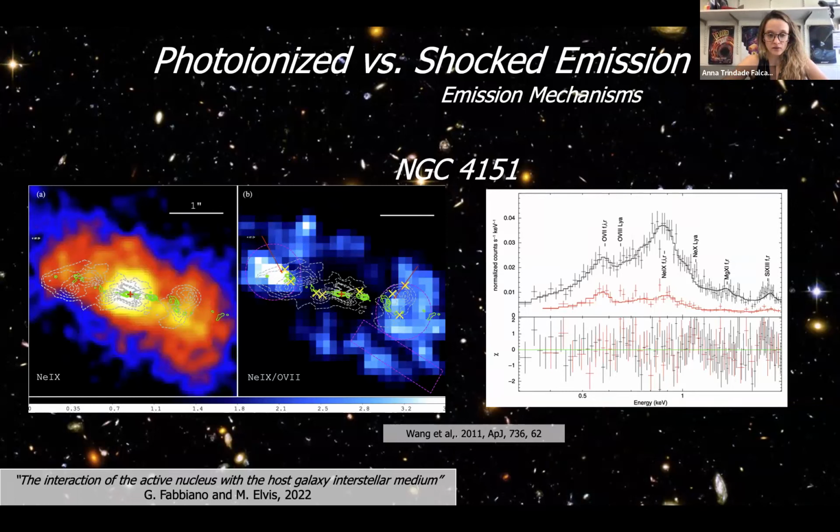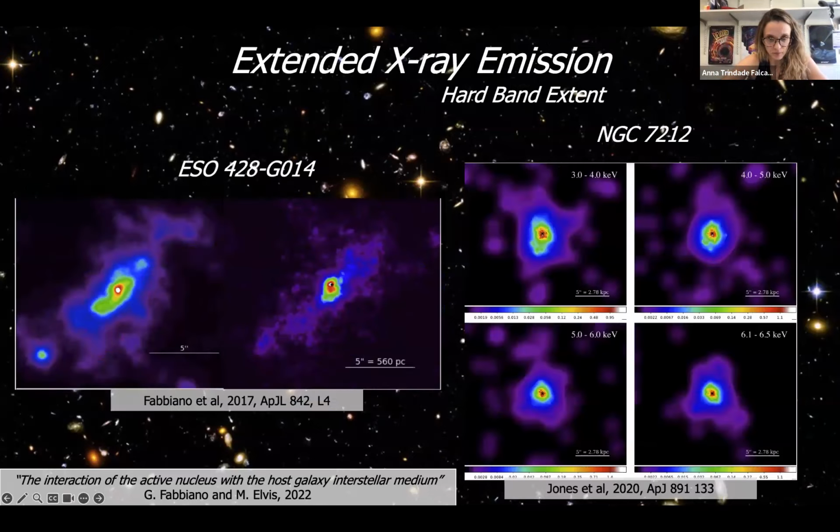I'll go back to that in a little bit, but the way you can get information about what's going on with these processes is that you can get the X-ray temperature of this gas from modeling, and they'll give you a good estimate of the speed of the shocks that might be happening in that region.